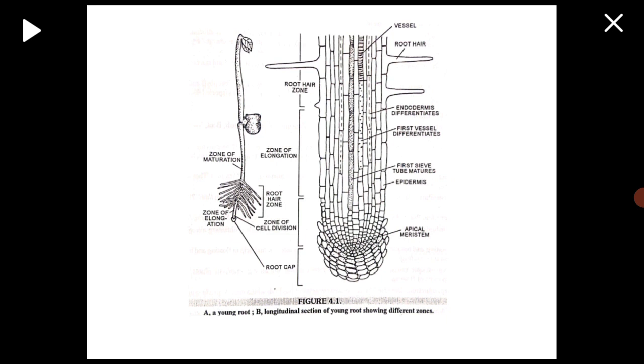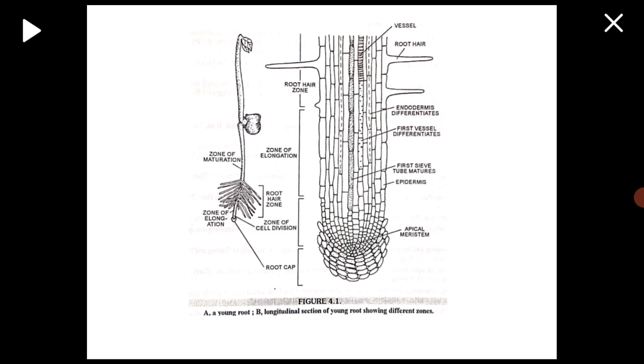Reproduction. Some modified roots possess adventitious buds which grow to produce new plants and help in vegetative propagation. Example, Dalbergia sissoo, sweet potato, etc. Climbing. Some weak-stemmed plants develop climbing roots which help the plants to climb up the support. Example, money plant, Tecoma, betel, etc.